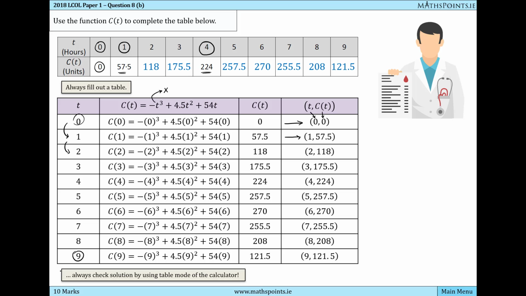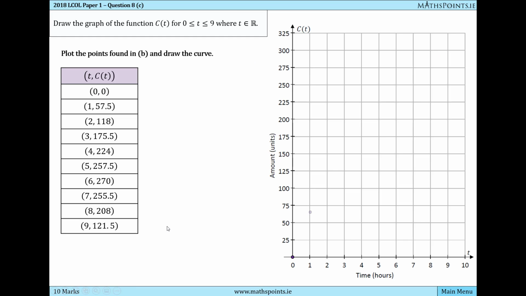Okay, so 10 marks for finding all of those points, and then we're going to get another 10 marks for placing those points on our graph. Now we have to be a little bit careful placing them on this particular graph because the accuracy of the graph isn't enormous.